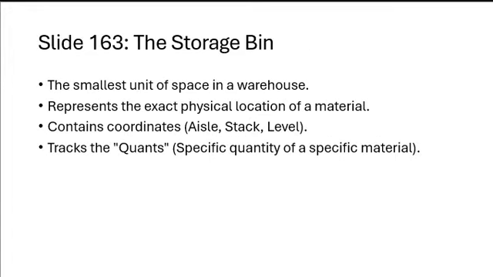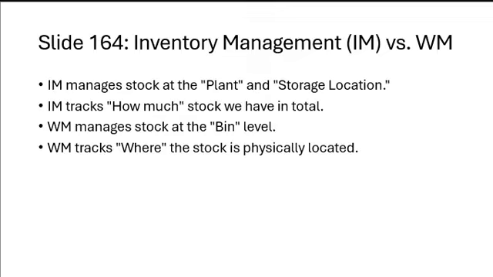The storage bin. Storage bin is the smallest unit of warehouse space. Okay, it represents the exact physical location of materials stored inside. Coordinates include the aisle, the stack, and the level for identification. Each bin tracks the specific quantity of material. The quants ensure accurate monitoring of stock in bins. Okay, so the storage bin provides precise visibility of material location.